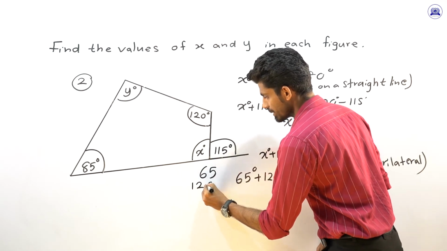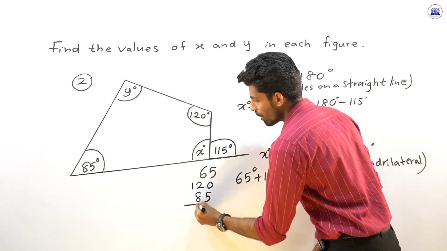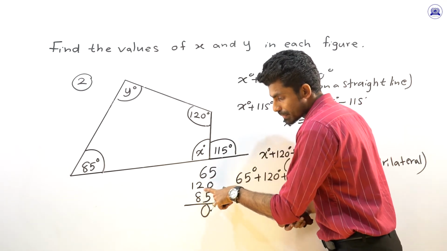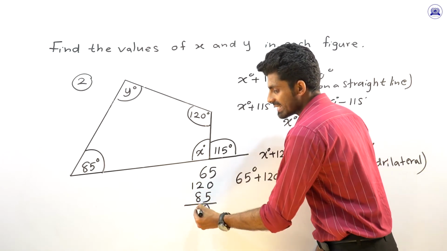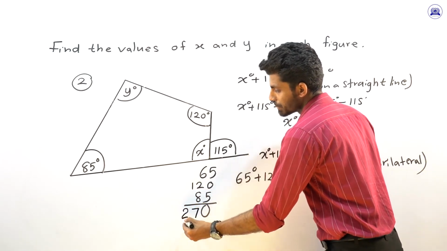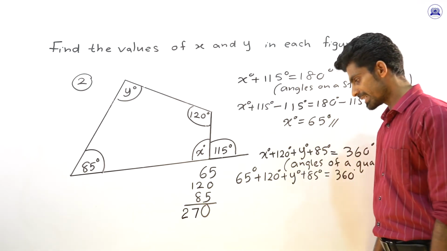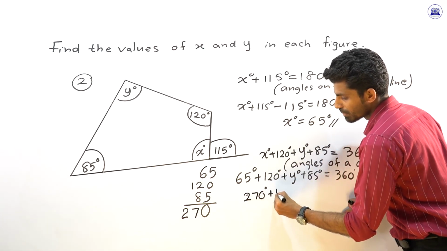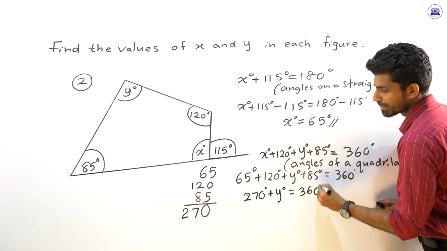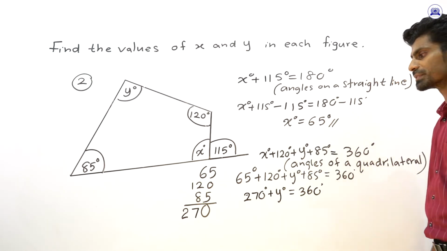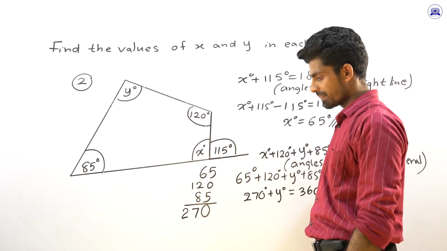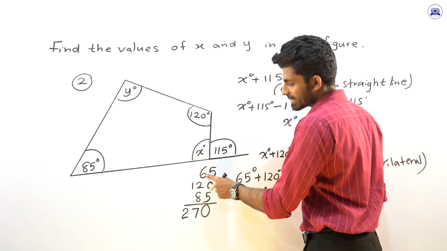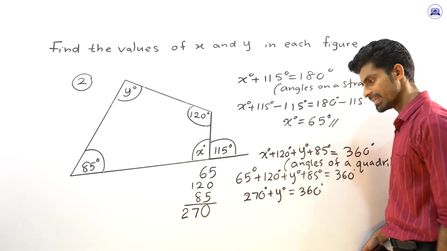65, 120, 85. All together, 5 plus 5, 0, 10. The remaining 1. 7 plus 2, 9. 9 plus 8, 17. Remaining 1 and 2. 270, right? So 270 plus y equals 360. 270 plus y equals 360, right?